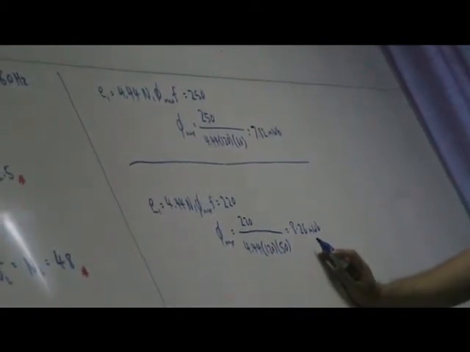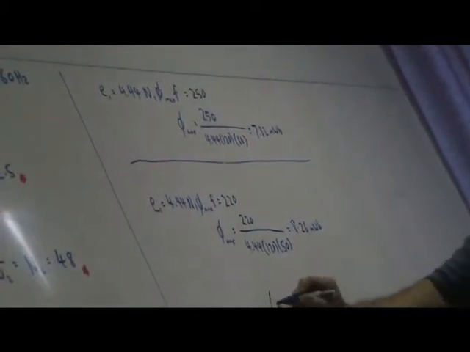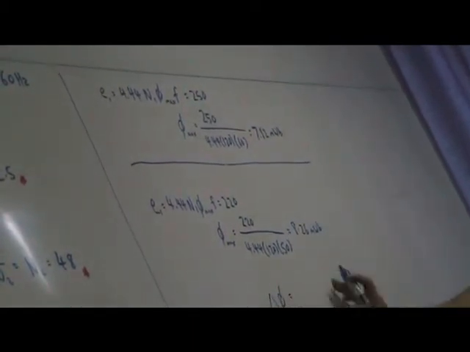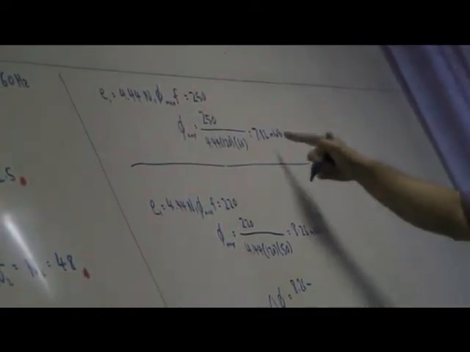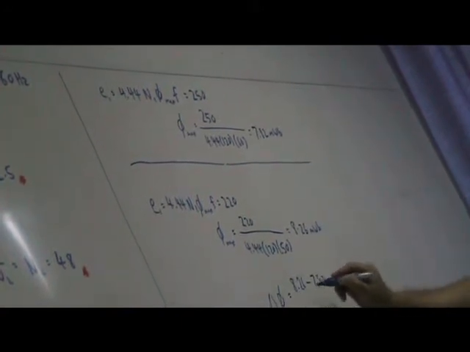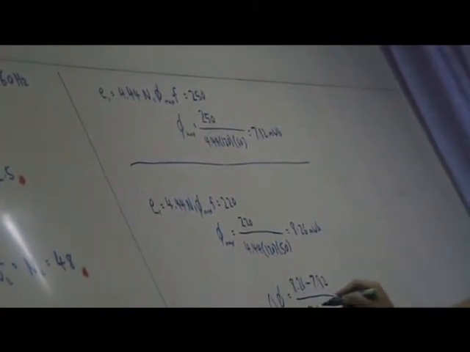Okay, the question asks to find the percentage change in the flux density. So what they're asking is this one, the change in the flux. The change will be the new flux minus the old flux, divided by the old flux.